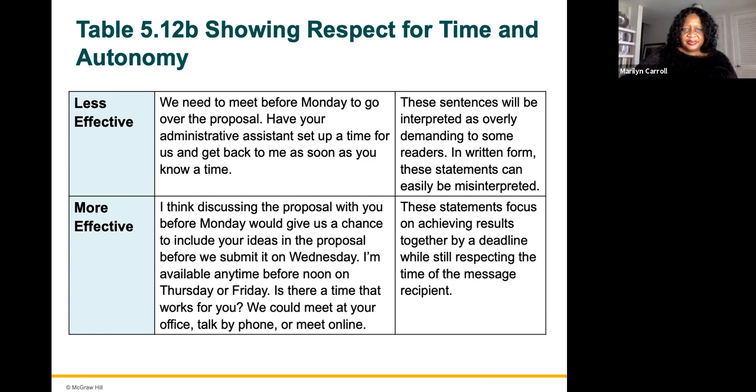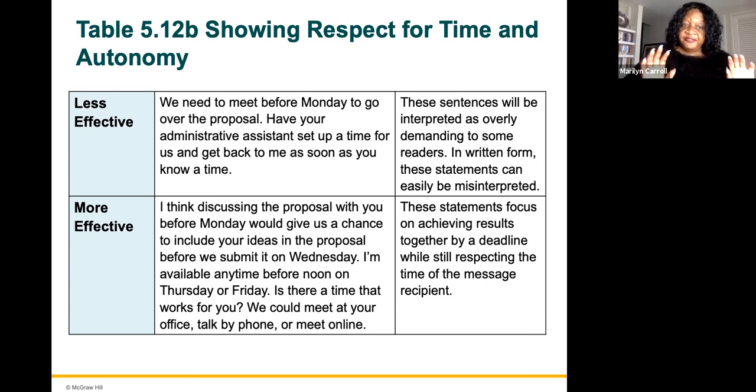So, showing respect for time. Less effective would be, "We need to meet before Monday to go over the proposal. Have your administrative assistant set up a time for us and get back to me as soon as you know a time." Now, these sentences would be interpreted as overly demanding to some readers. In written form, these statements can easily be misinterpreted. So, now check this out.